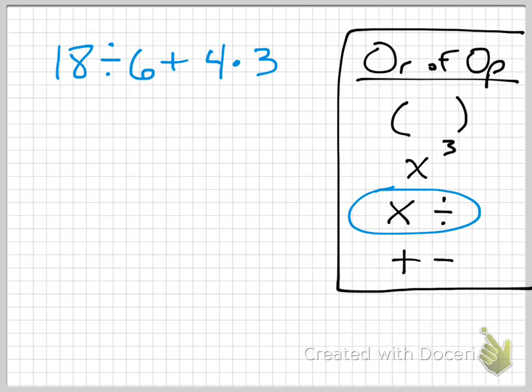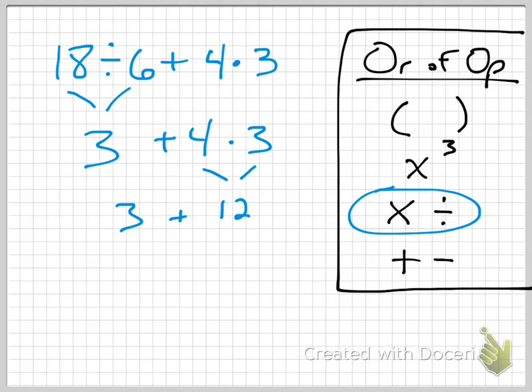This is where you go left to right, since multiply and divide are equal to each other. Therefore, you go from left to right. Does that make sense? So here, 18 divided by 6 is 3. Now that I'm done with that, let's rewrite everything else. And we go, okay, 4 times 3 is 12. 3 plus 12. Now we only have addition left. 3 plus 12 is 15. Does that make sense? Okay.